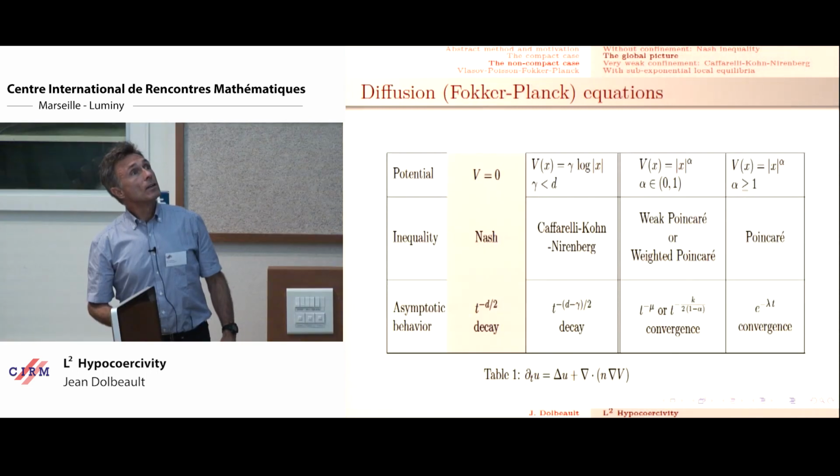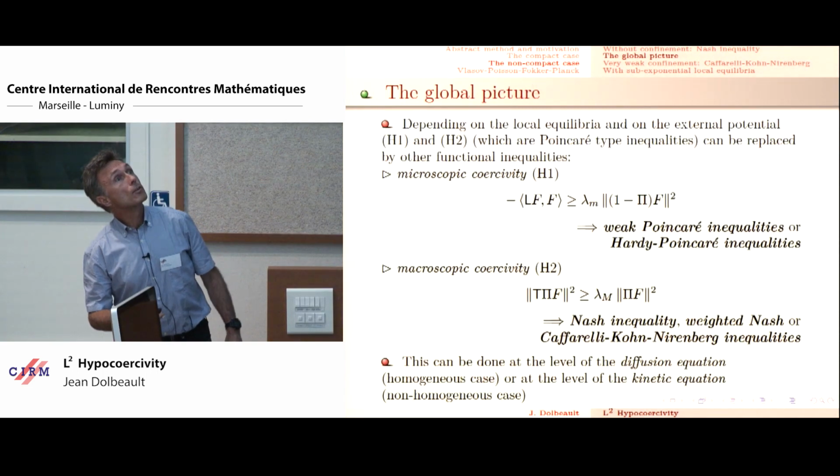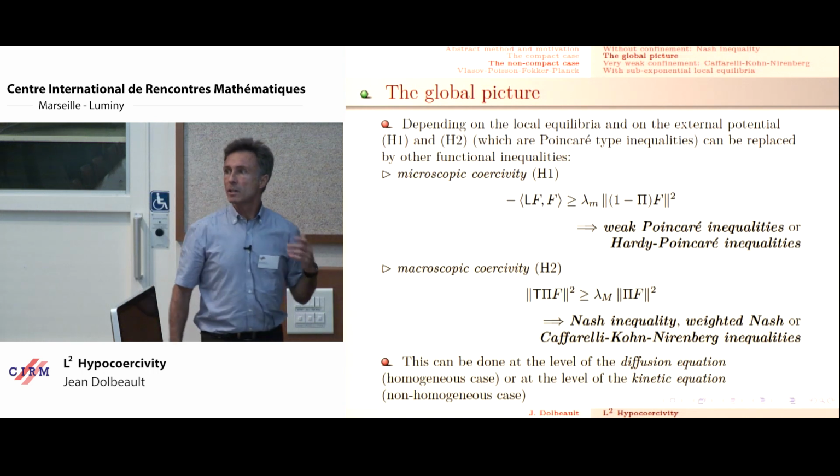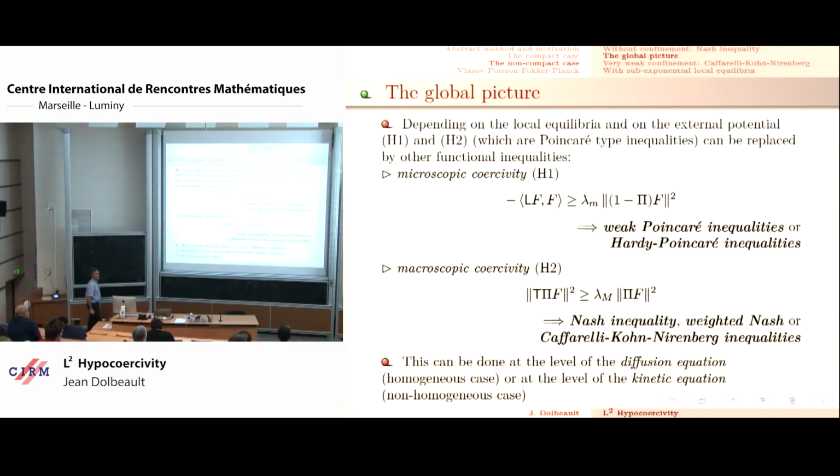Okay, so, sorry, I have a problem with this. As I told you, the game is to replace the Poincare inequality by other types of inequalities. And we have two Poincare inequalities. The one for the microscopic coercivity, which tells you how far you are from the local equilibria. It is the H1, the one related to the collision operator here.